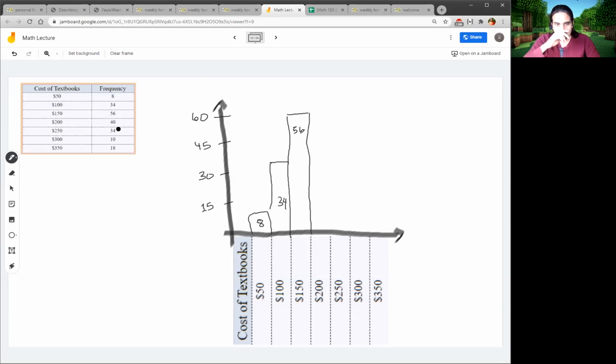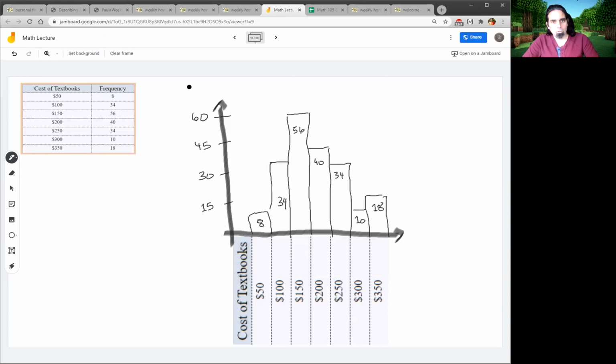200 is 40 times. 250 is 34 times. 300 is 10 times. And 350 is 18 times. So something more or less like that. Pardon my sloppy artwork. Everyone okay with my histogram?